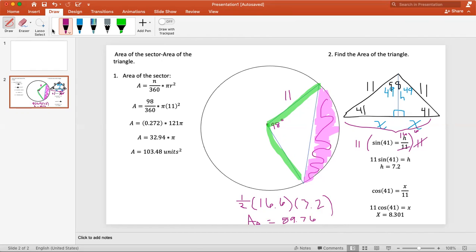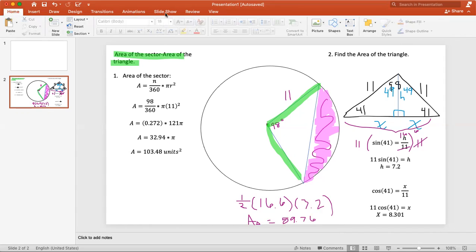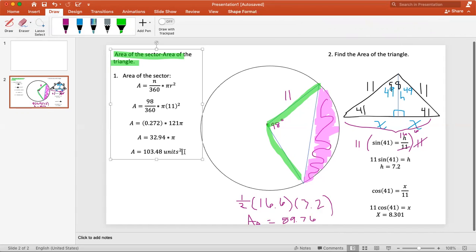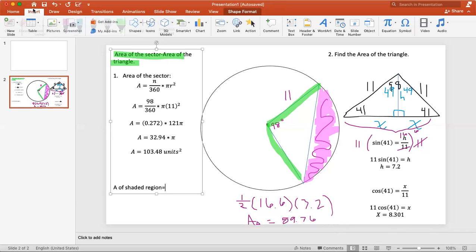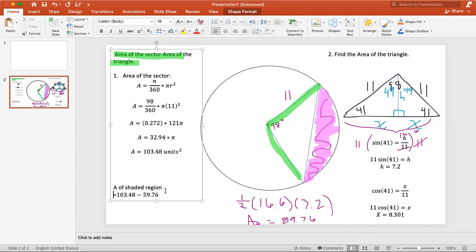Now I have the area of the sector and the area of the triangle, and my end goal was to take the area of the sector and subtract the area of the triangle. So I'm going to write this down. The area of the shaded region is equal to the area of the sector, which we found in part 1 to be 103.48, minus the area of this triangle, which is 59.76. And we get the area to be equal to 43.72 units squared. That is the area of that shaded region.